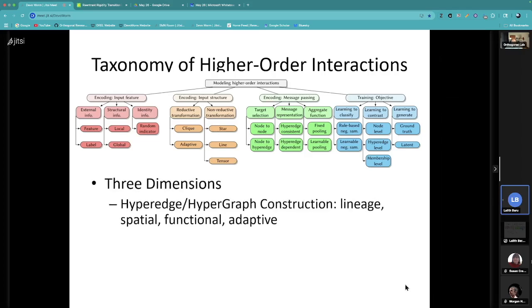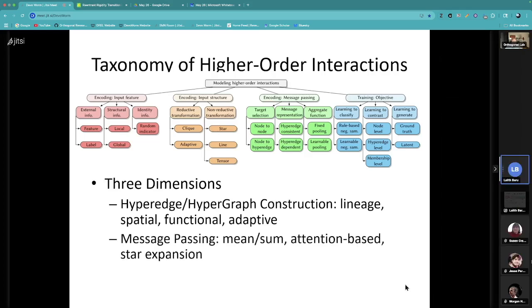I divided it into three dimensions, where the first is how we construct a hyperedge and a hypergraph, where we include the lineage, spatial, function, and all the different other features. We also use different message passing mechanisms, where we do not just use a simple local or global attention, or summing up the features, or taking a mean of all the relevant features, but can apply attention to the features which are more relevant.